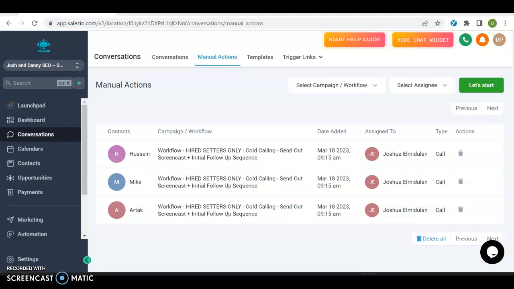So something that's going to happen when you're going through your power dialer is if I shot a screencast the night before and I put them in the initial follow-up sequence, they are going to appear in your power dialer without you adding them in yourself. So how do you differentiate?